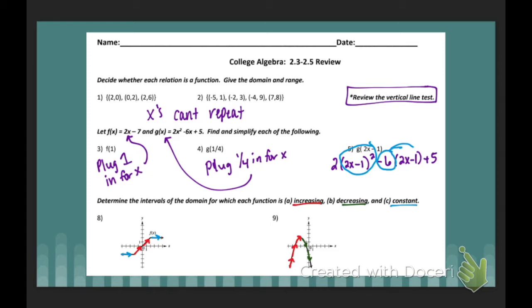For 8 and 9, we're tracing our graph from left to right, and we're deciding which parts of it are increasing, decreasing, or constant, and writing those in interval notation.